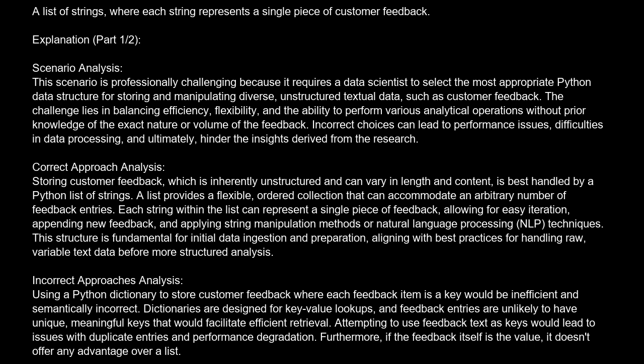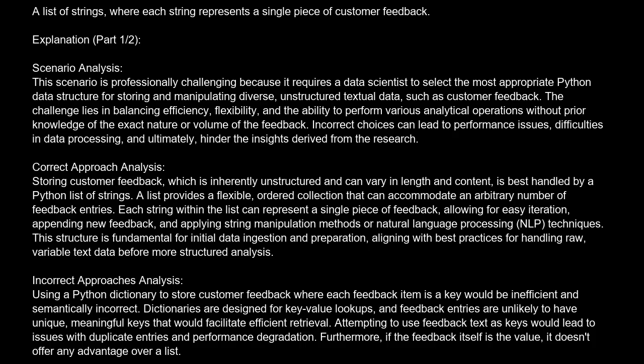Correct approach analysis. Storing customer feedback, which is inherently unstructured and can vary in length and content, is best handled by a Python list of strings. A list provides a flexible, ordered collection that can accommodate an arbitrary number of feedback entries. Each string within the list can represent a single piece of feedback, allowing for easy iteration, appending new feedback, and applying string manipulation methods or natural language processing (NLP) techniques. This structure is fundamental for initial data ingestion and preparation, aligning with best practices for handling raw, variable text data before more structured analysis.